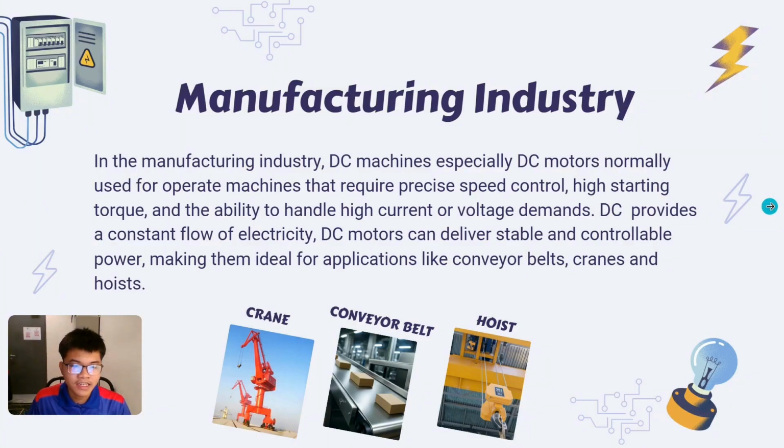In manufacturing industry, DC machine, especially DC motor, are normally used to operate machine that require precise speed control, high starting torque, and the ability to handle high current or voltage demand. This means the motor can start with stronger power and can control the speed accurately depending on the machine need. DC provide a constant flow of electricity, so DC motor can deliver stable and controllable power. Because of that, they are ideal for application like conveyor belt, crane, and hoist, which are commonly used to move material or heavy load in factory.